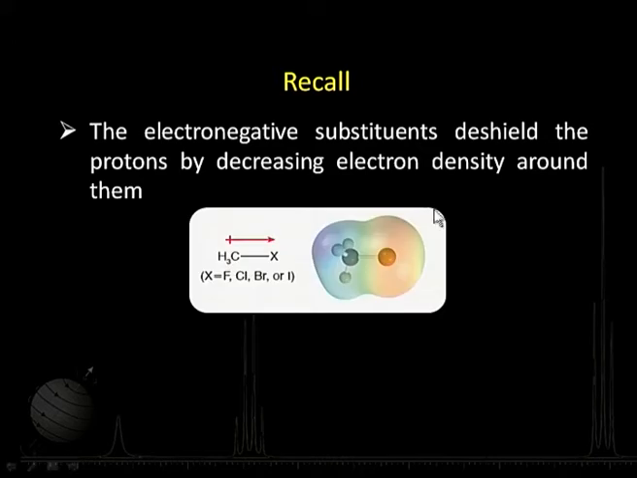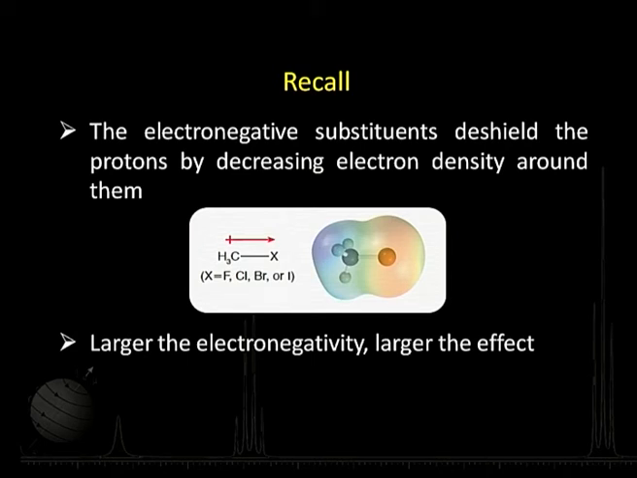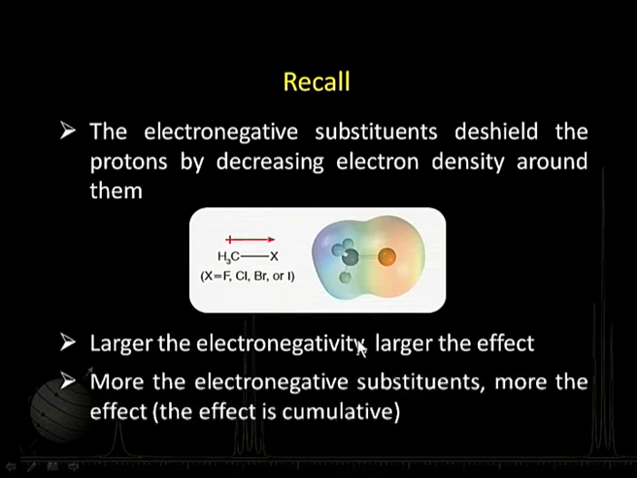And we showed some electrostatic potential maps, wherein an electronegative atom like a chlorine here pulls electrons toward itself and then deshields these protons here, whereby they come to resonance at low fields or high delta values. And we established that the larger the electronegativity, the larger is the effect. That means, if I have a substituent of higher electronegativity, that will affect the field more and the shift will be larger. And the second thing we established was that if there are more substituents, then the effect is more, and this effect happens to be cumulative. That is where we finished in the previous session.